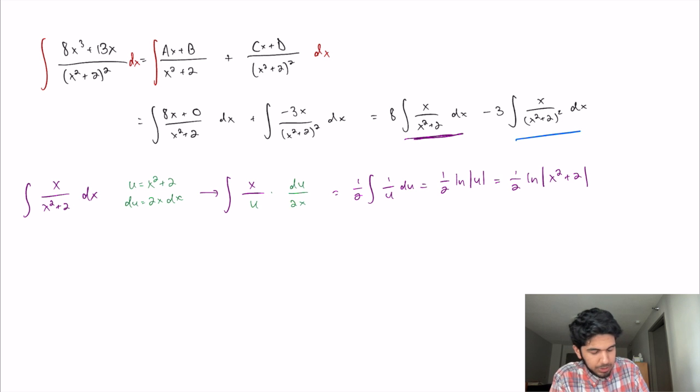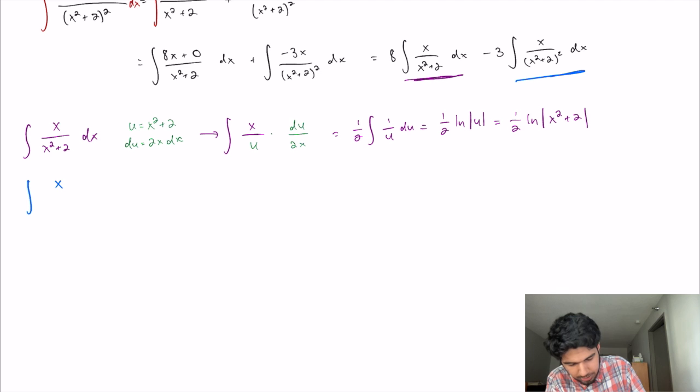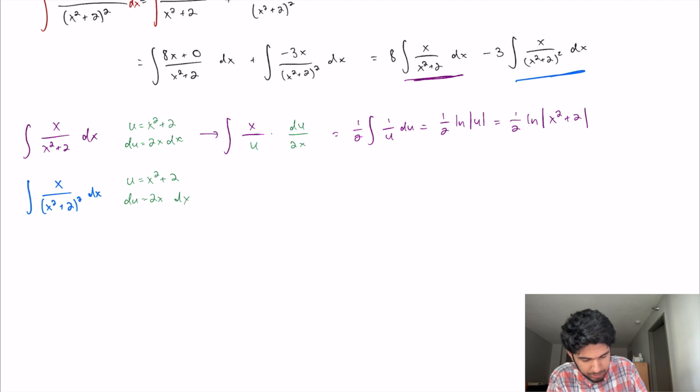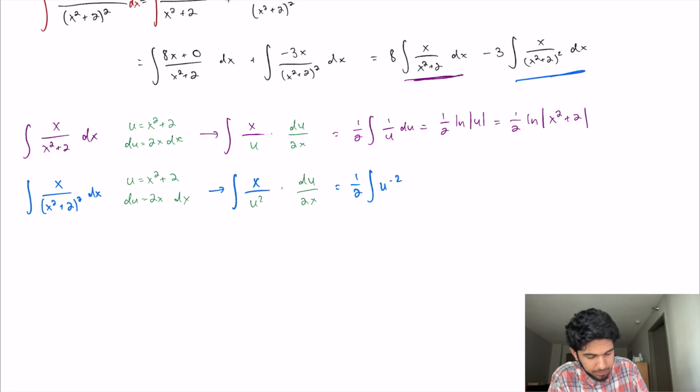For the other integral, we'll solve that using this blue color. So the integral of x over (x squared plus 2) quantity squared dx. And this one we can also solve using u substitution. So u again will equal x squared plus 2. du again will equal 2x dx. Our integral becomes the integral of x over u squared times du over 2x, which is equal to 1/2 the integral of u to the negative 2 du. And now we use the power rule, so this is negative 1/2 times 1 over u, which is equal to negative 1 over 2 times (x squared plus 2).